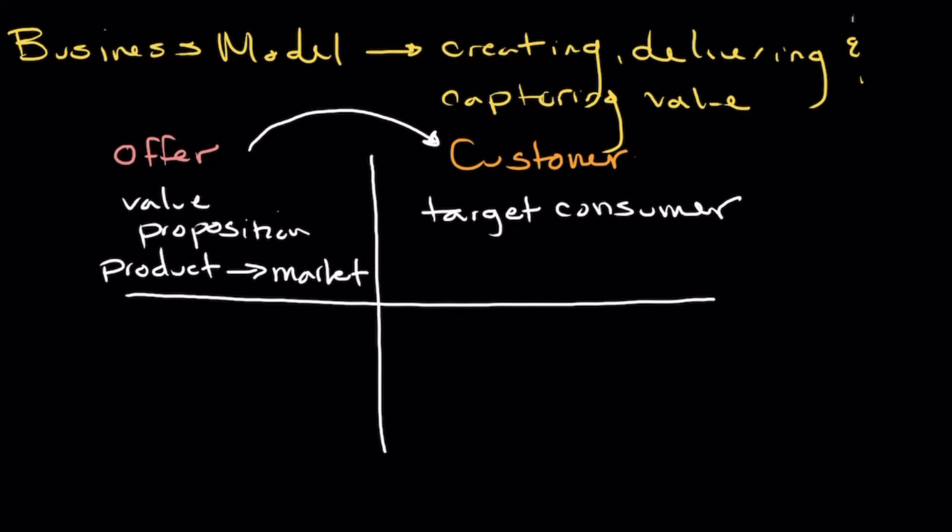Now, moving on, so we've got offer, we've got the customer. The next piece that many people don't consider is what we call infrastructure. Now, infrastructure incorporates a lot of the things that really, when people are thinking about starting businesses, they're not necessarily thinking of, right?